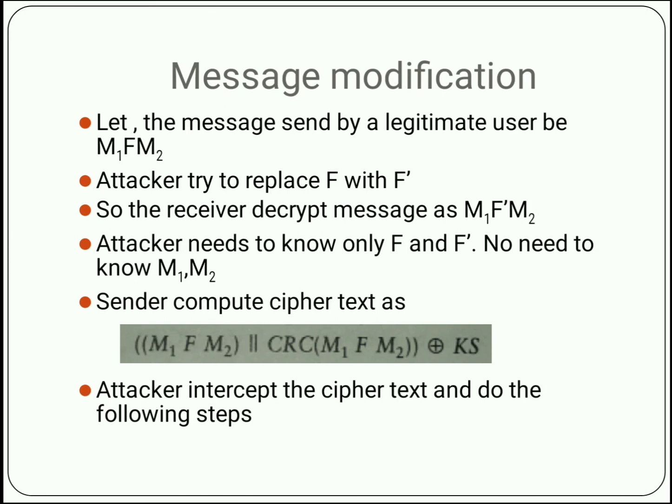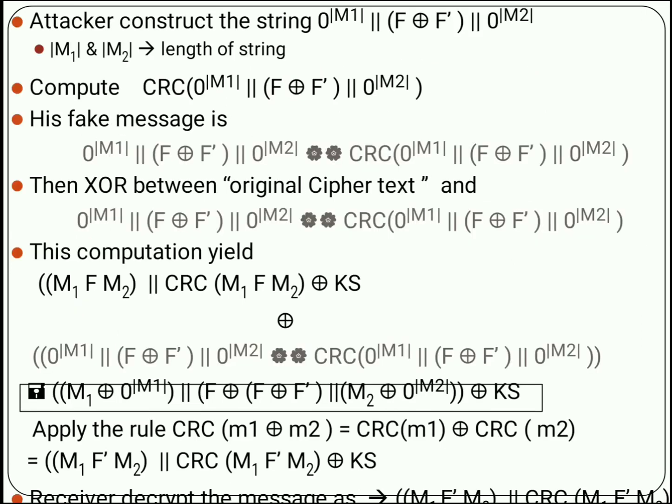Now the attacker can intercept this ciphertext and do the following steps. These are the steps done by the attacker. Initially he will construct a string that is 0^m1, a string of zeros of length m1, which is attached with f XOR f', which is again attached with 0^m2, a string of zeros of length m2.